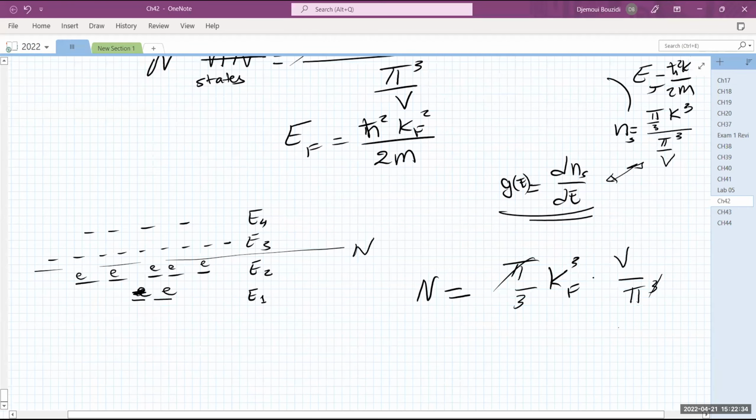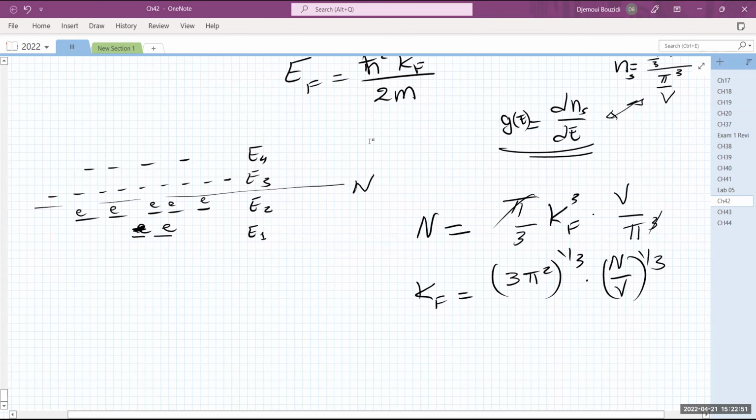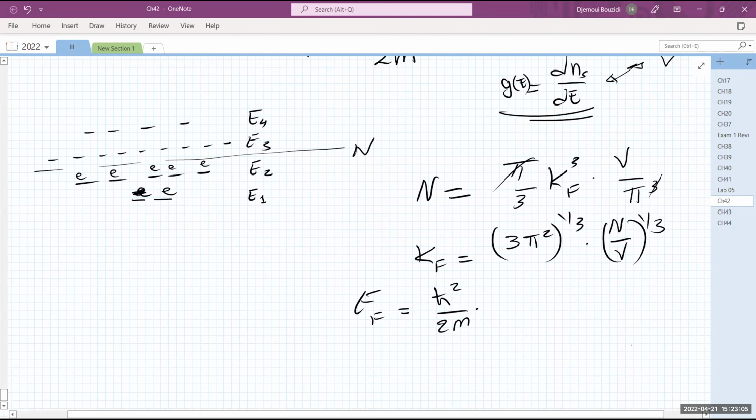So the expression can give me kF equals (3 pi squared)^(1/3) times (n over V)^(1/3). What I did was take the cubic root of everything. Now I can plug it into that expression, and that will give me the Fermi energy level as being equal to h bar squared k F squared divided by 2m, which is h bar squared over 2m times (3 pi squared)^(2/3) times (n over V)^(2/3).